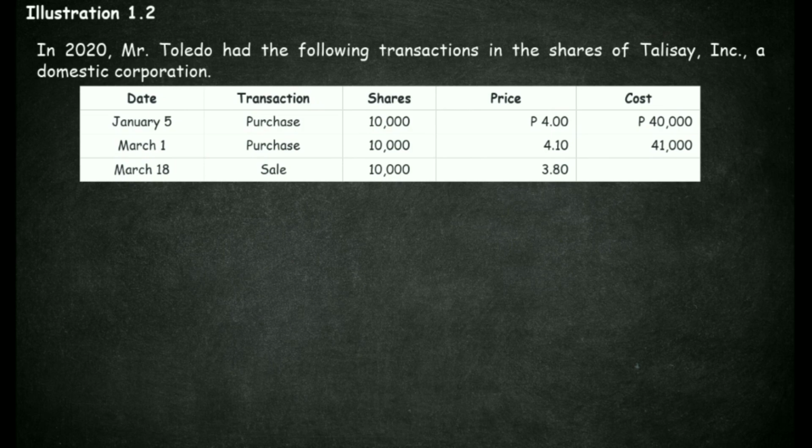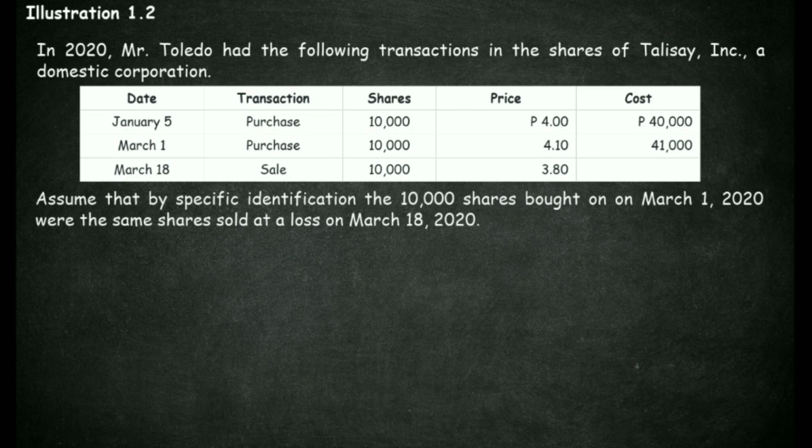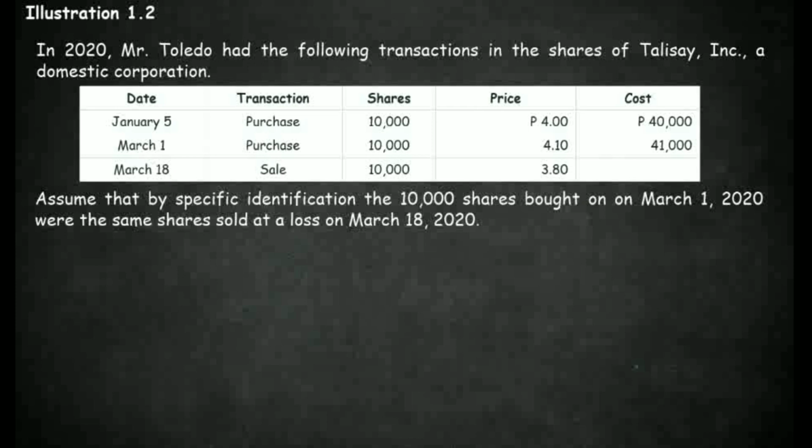And lastly, on March 18, there was a sale of 10,000 shares at 3 pesos and 80 centavos per share as the selling price. Now, assume that by specific identification, the 10,000 shares bought on March 1, 2020 were the same shares sold at a loss on March 18, 2020. Okay, let's compute if there is any capital gain or capital loss in the sale.